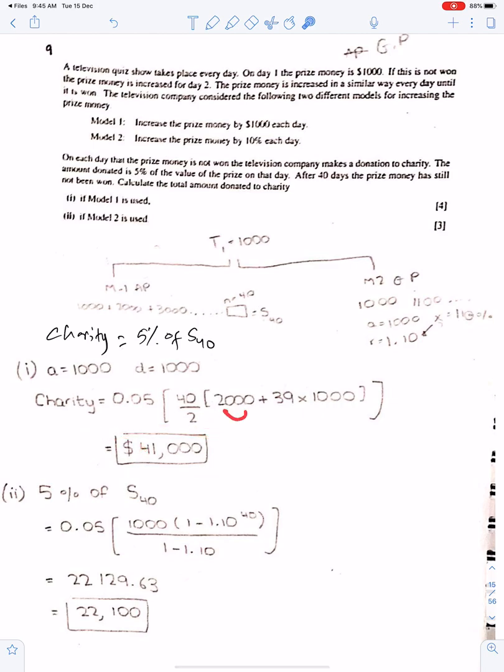This is n upon 2 times 2A plus n minus 1 D. Same is here, 5% of S40 for GP. This is the Sn formula for GP: A times 1 minus R to the power n over 1 minus R. The answer is up to 3 significant figures. And R is 1.10. 10% increase means 1.10, that is 110%.